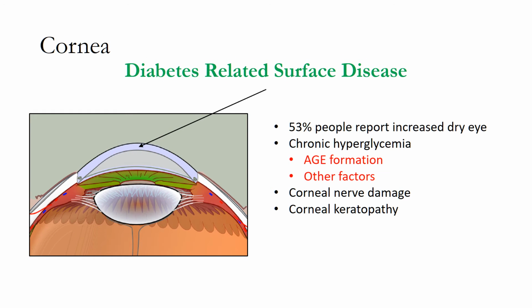Diabetes-related surface disease may also decrease vision and quality of life. 53% of people with diabetes report increased dry eye. Causes for surface disease include AGE formation and a variety of other factors. Over time, the cornea becomes desensitized from nerve loss. Corneal keratopathy is also another symptom which is marked by pain and decreased vision from surface defects.